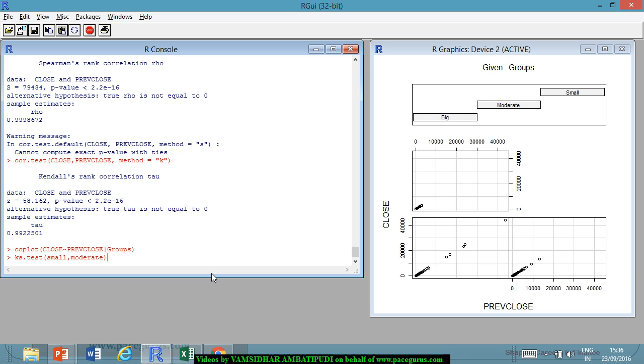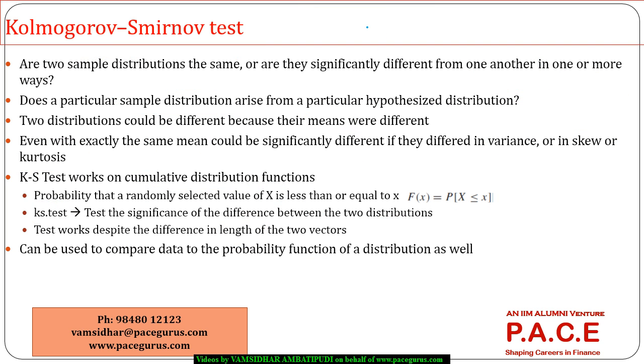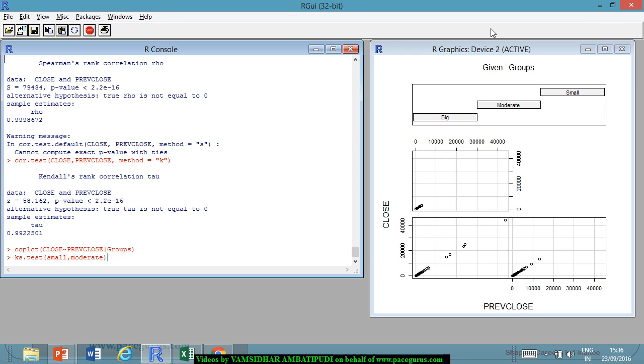Again, the null hypothesis says that there is no difference between the two. Both of them are coming from the same distribution. Whereas the alternate hypothesis says no, they are coming from different distributions. So based on that, I want to see whether the small and moderate, both of them, are coming from the same distribution or they are coming from different distributions altogether.